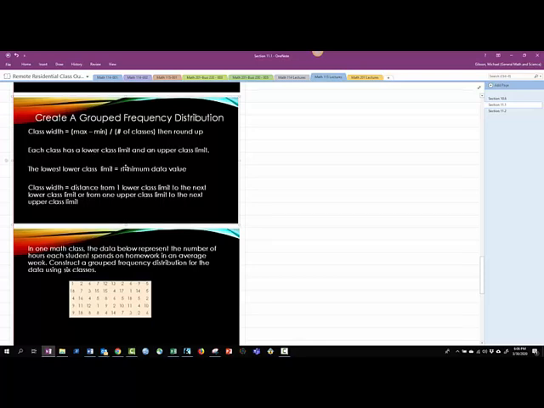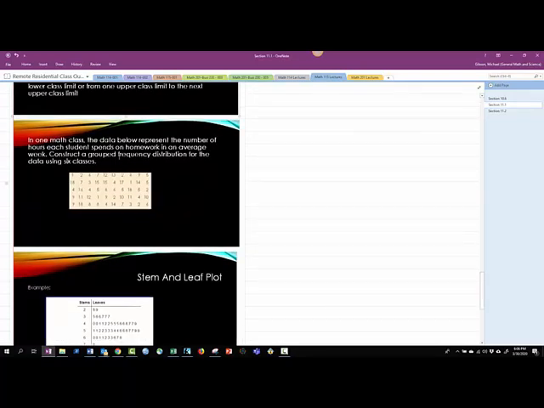Okay, so let's try one. In one math class, the data below represent the number of hours each student spends on homework in an average week. Construct a group frequency distribution for the data using 6 classes. So here's all of our numbers here. This is all much easier to do if the data is sorted, all right?